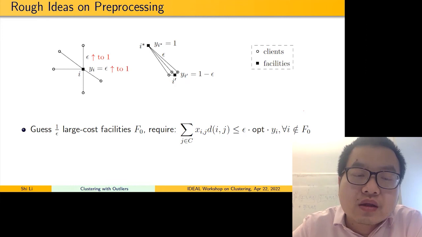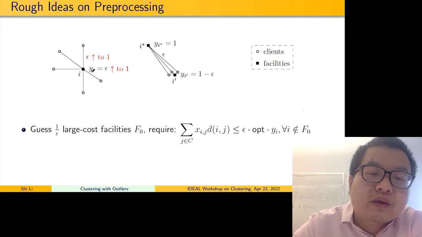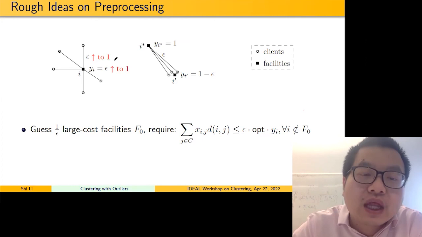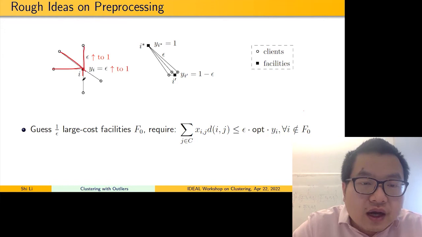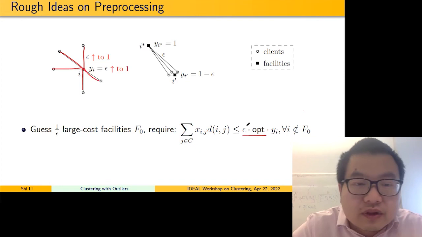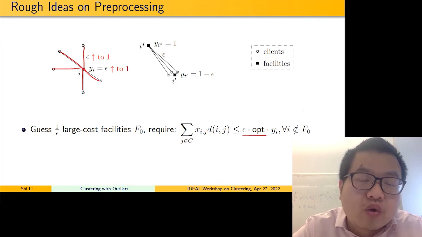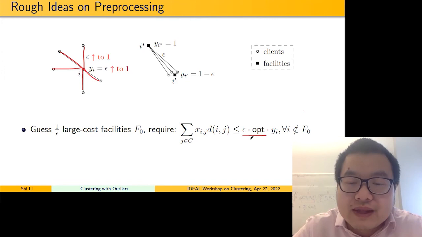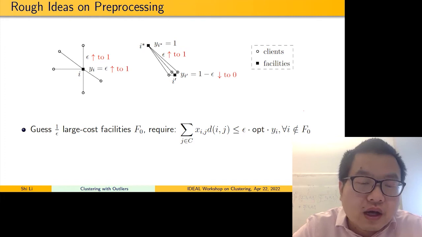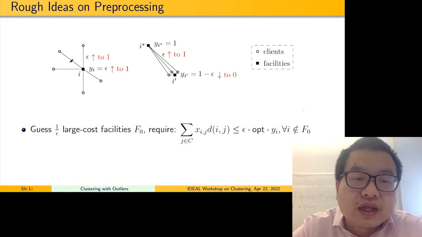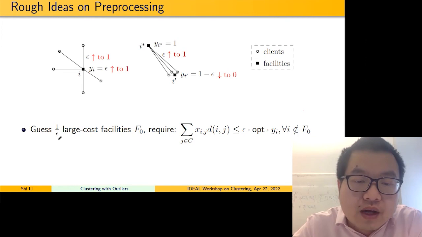So if we increase the y_i value from epsilon to 1, then we need to increase the connection fraction from epsilon to 1 also, simply to satisfy the outlier constraint. So if you want to make sure the cost is small, we need to require that the cost of the star is at most epsilon opt times the y_i of this center. Okay, so that's what is required. But how can we guarantee this condition? Well, we do pre-processing. So if some facility has a large cost, then we just open it directly and fix the variable to 1. And in the remaining procedure, this won't happen. So we just need to make 1 over epsilon guesses.